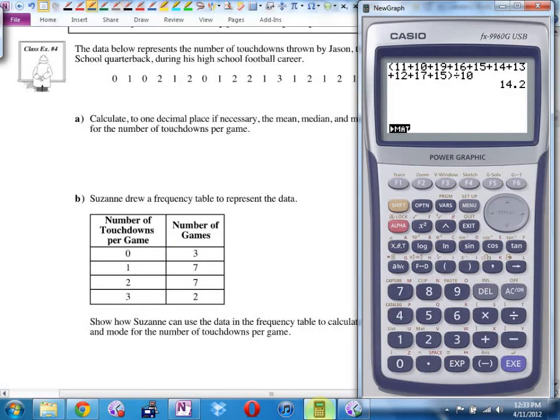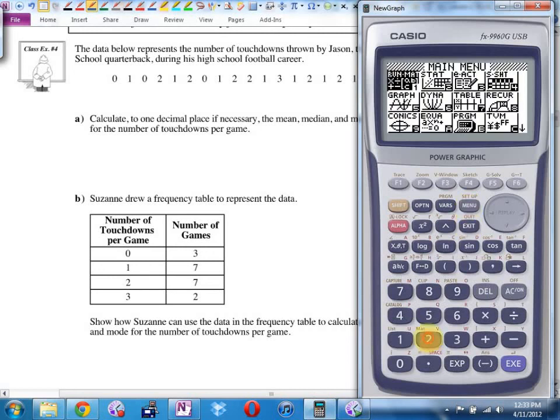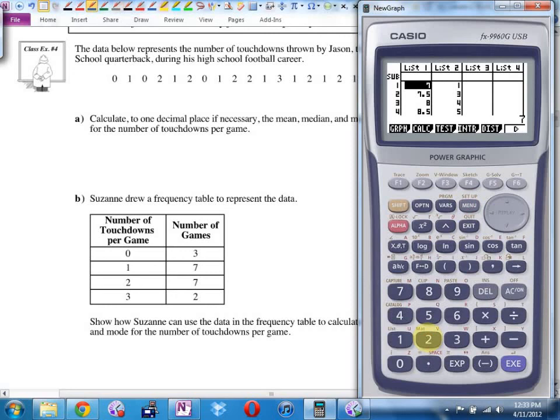Rachel, how did I get to the stat menu? Do you remember? Exit. Oh, that didn't do anything. Oh, menu. And then 2. Does yours all say graph calc? By the way, graph stands for graph. Graph, calc, test. Intra stands for interpolate. Distri just stands for distribution. Do you all have lists there?